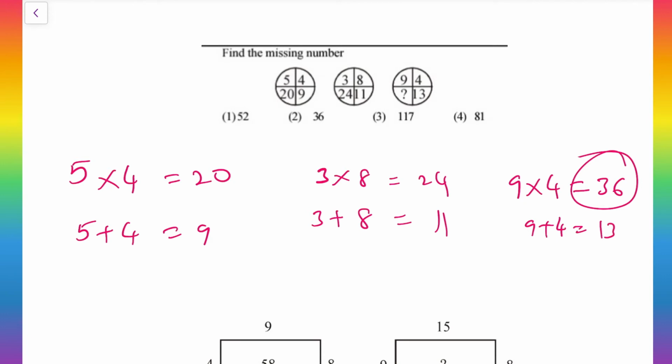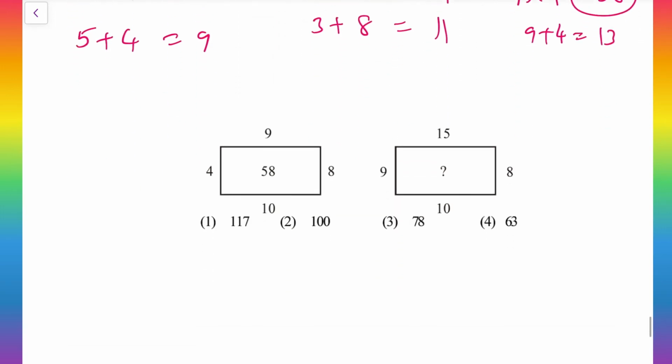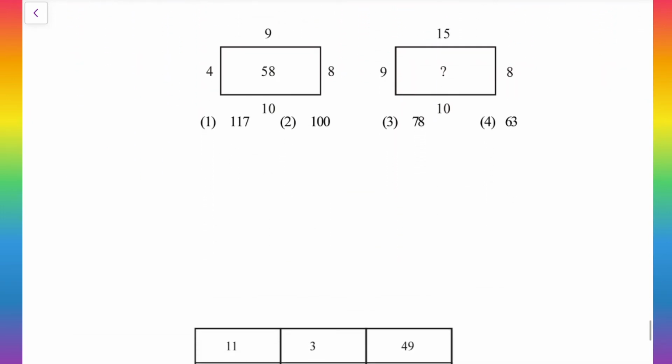Okay, then let's move to the next question. Okay, outside we have 9, 4, 8, 10, and in the middle 58 is there. So first I'll go with addition only. 9 plus 4 is 13, 13 plus 10 is 23, 23 plus 8 is 31, not 58. Next, multiplication: 9 4s are 36, 36 10s are 360, very much bigger than 58, so no logic.